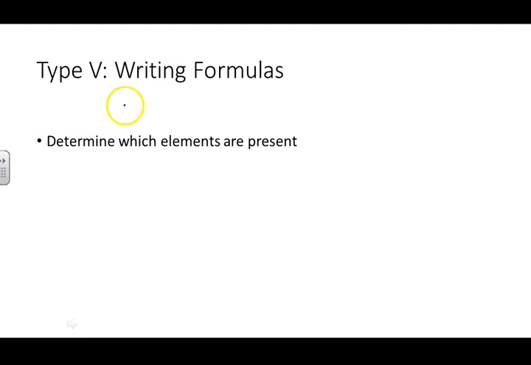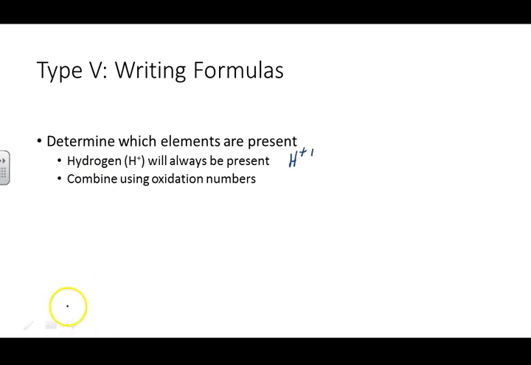So writing formulas going in the opposite direction. How do you determine which elements are present? Okay. First of all, hydrogen is always going to be present. So we know hydrogen is going to be present in a positive 1 state. Always. The other element is going to be a nonmetal. And that other nonmetal will be a non-hydrogen. It's a negative oxidation state.